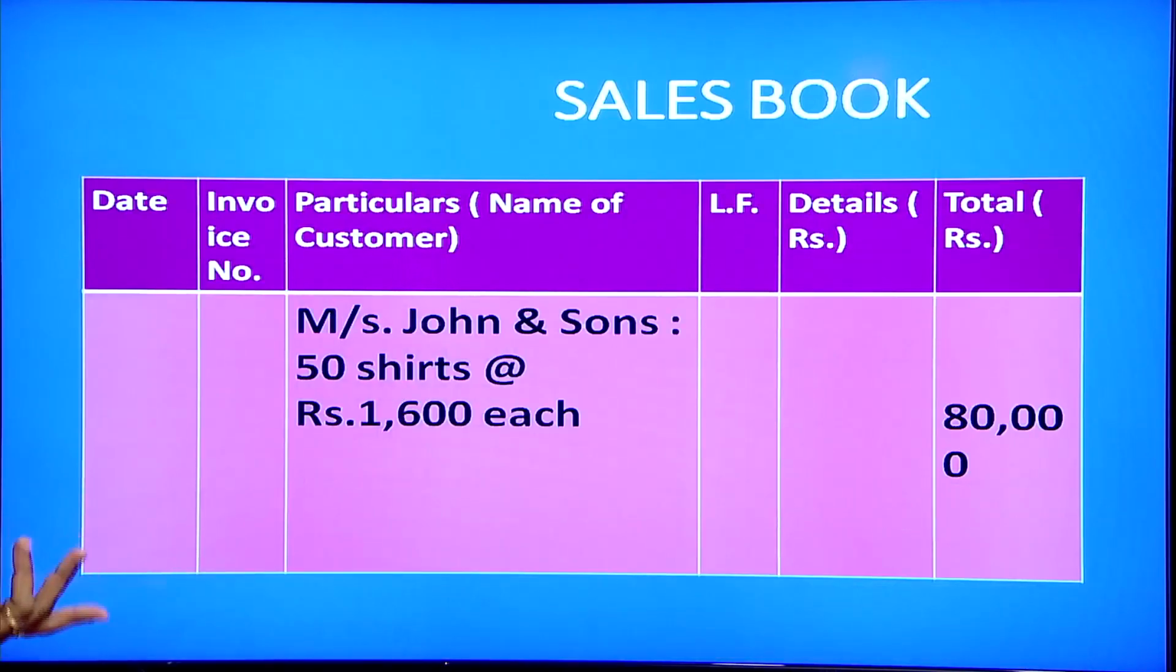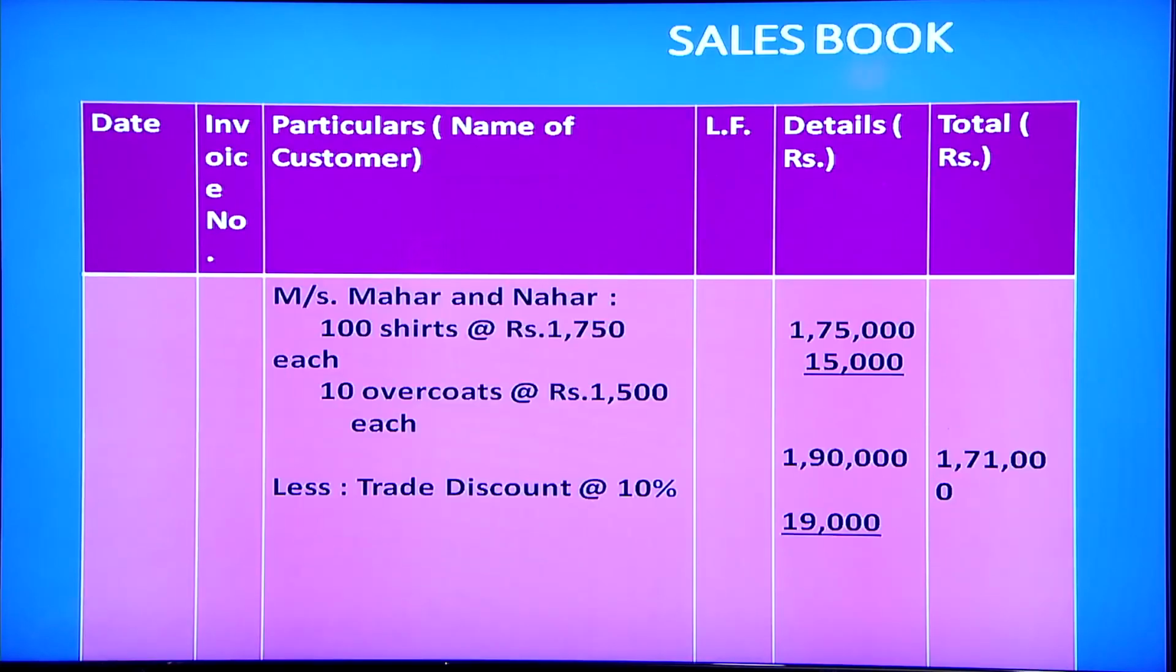Similar is the case with another purchaser, John and Sons: 50 shirts at rupees 1,600 each, 50 into 1,600, amount 80,000. And similar is the case with Mahar and Nahar. And here we have to deduct the trade discount. Details and amount: now you have got some idea, as we have studied the purchases book.